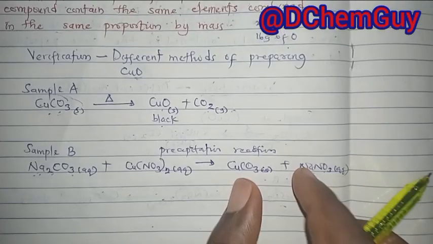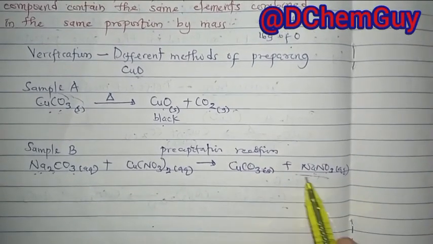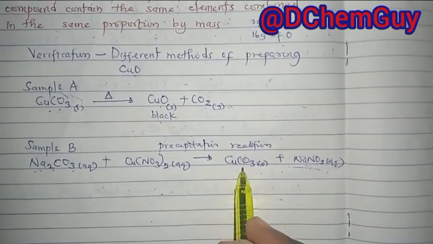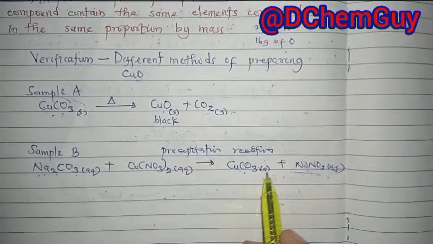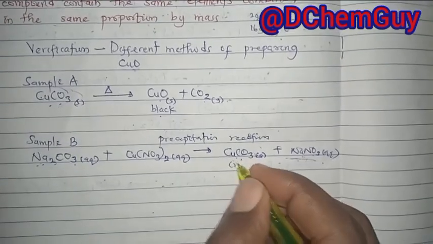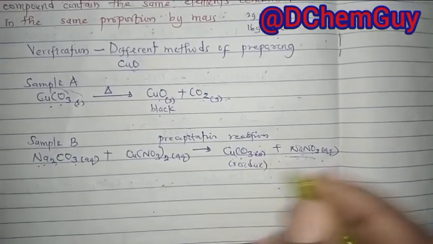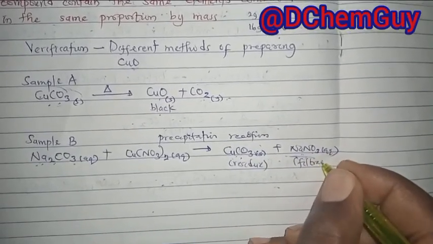Now in this case, we are going to filter. You know that this one is soluble, while this one is insoluble. So we are going to filter very well and allow it to dry. So when you filter, this will be your residue. Am I right? This will be your residue, while this will be your filtrate.